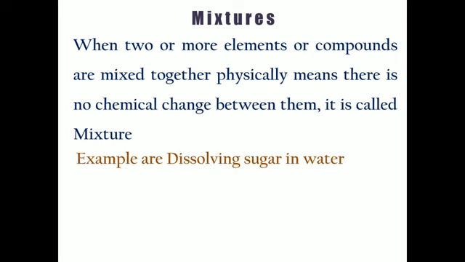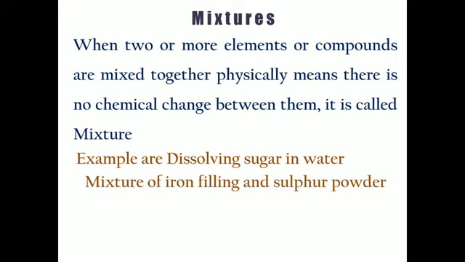Now we have some examples of a mixture. Let's take two compounds, water and sugar. If we dissolve sugar in water, it will dissolve completely, and we will get a sugar solution. This sugar solution is basically a mixture, because water and sugar are physically mixing, but chemically there is no reaction between them. So this is a type of mixture.